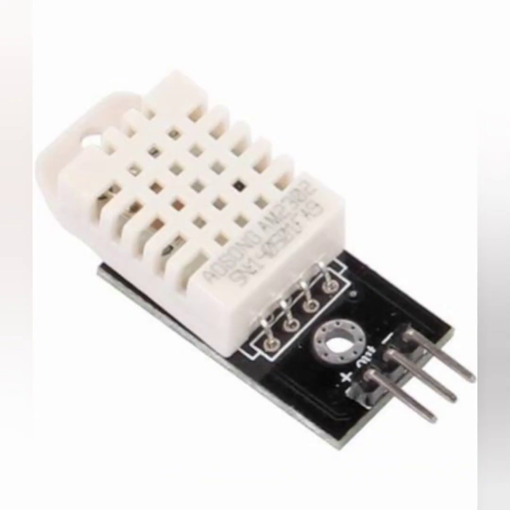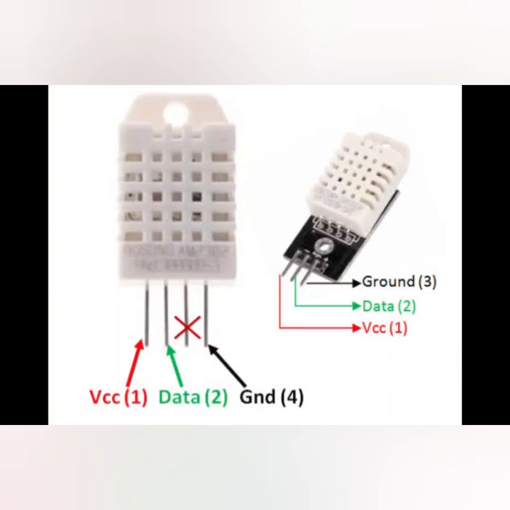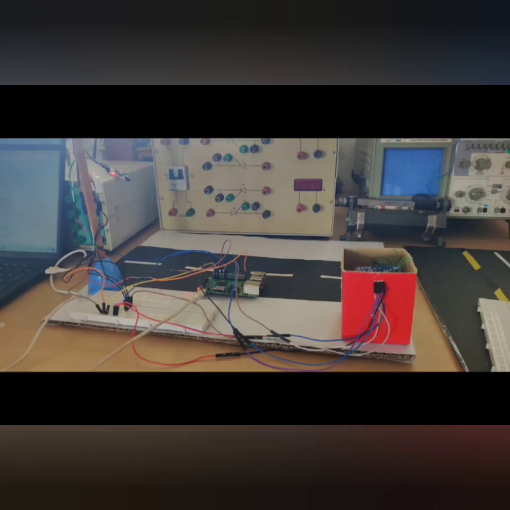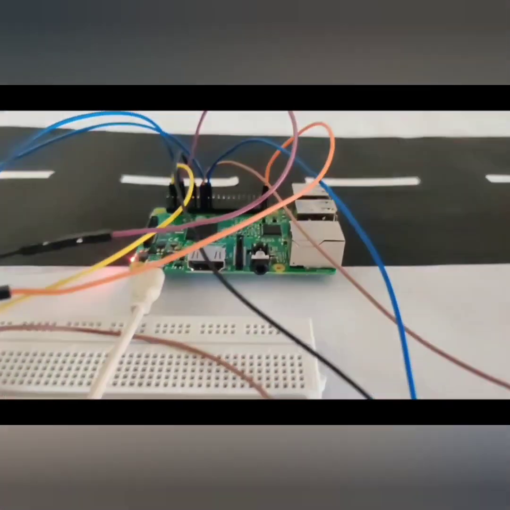The DHT22 sensor is a temperature and humidity sensor. It is used to sense the temperature and humidity. It has a measuring range of 0 to 100% relative humidity and minus 40 to 80 degrees Celsius for temperature. It has a one-wire interface, which means it requires only one data line to communicate with the microcontroller. Here is our working model. We connected the sensors to the Raspberry Pi and also interfaced the central application through it.